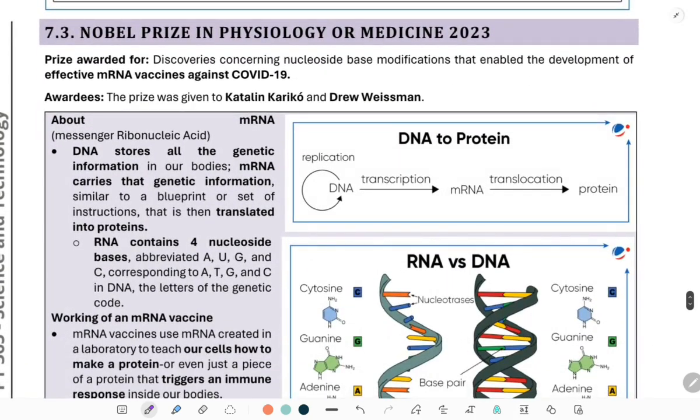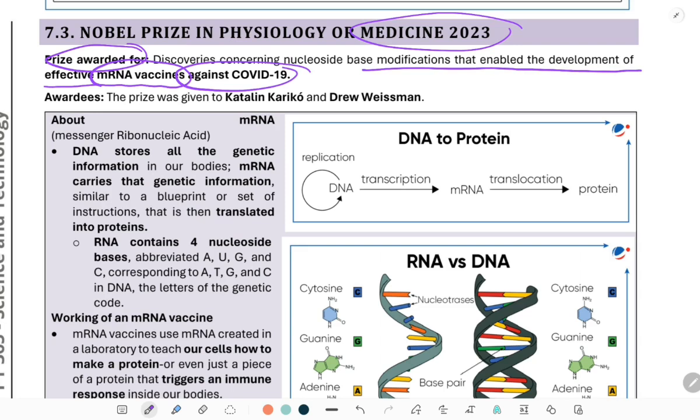Next, Nobel Prize in Physiology or Medicine in 2023. The prize was awarded for the discoveries concerning the nucleoside base modifications that enabled the development of effective mRNA vaccines against COVID-19. The prize was given to Katalin Kariko and Drew Weissman.